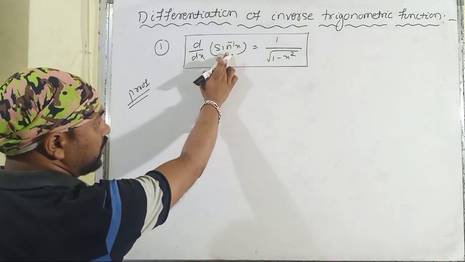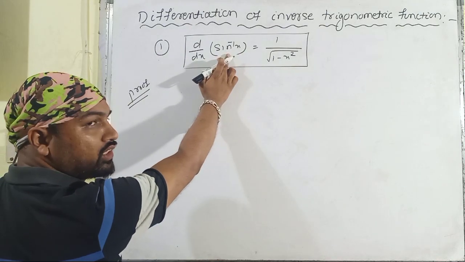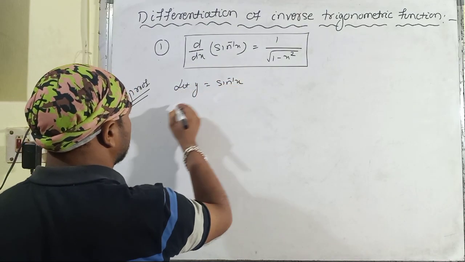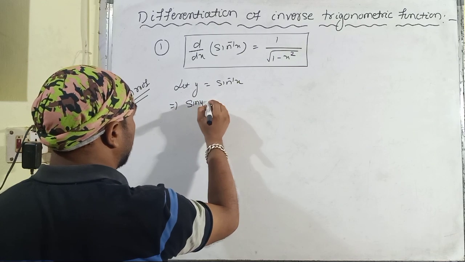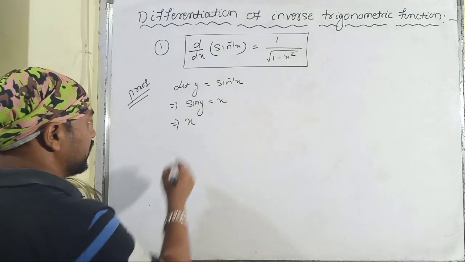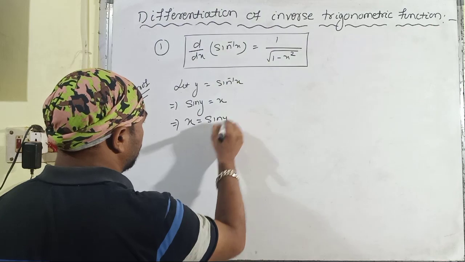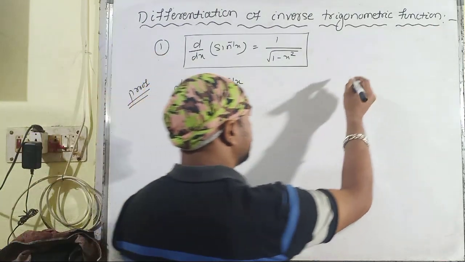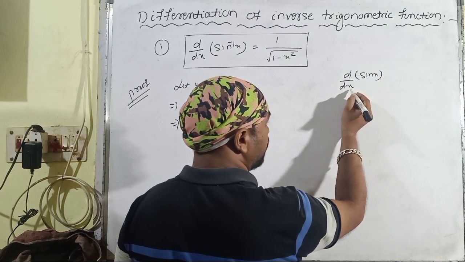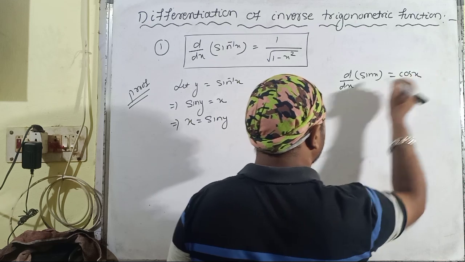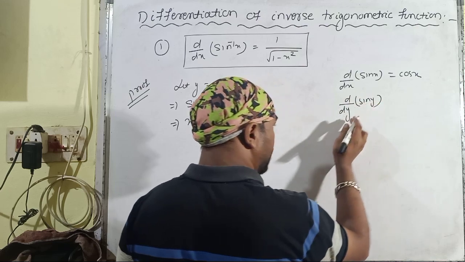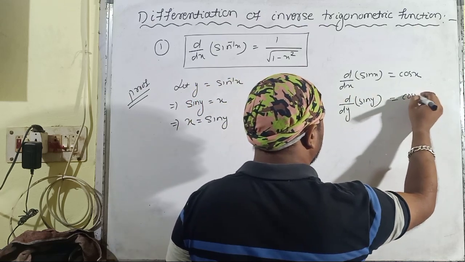First of all, let us consider this inverse trigonometric function sine inverse x as y. Let y is equal to sine inverse x. That implies sine y is equal to x. Okay. Let us change the sides. So x will be equal to sine y. We know that differentiation of sine x with respect to x is cos x. Similarly, differentiation of sine y with respect to y will be cos y.